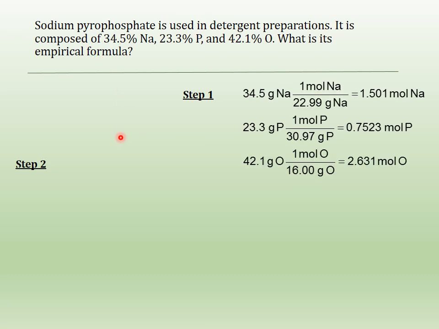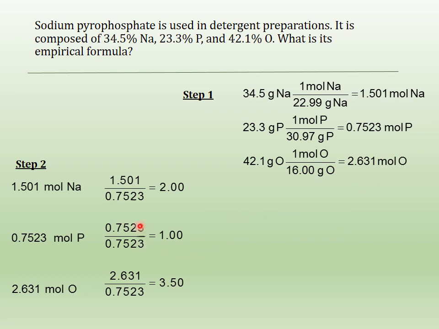So again, what we will do is we will convert all the percents to grams. Once we have all the grams, then we will convert that into moles, using the gram weight from the periodic table. So once you have all the moles, your smallest number here is 0.7523. So you will divide all the numbers with that small number, and that is how you get the ratio. So you divide all the moles with that smallest number, and this is the ratio that you get.